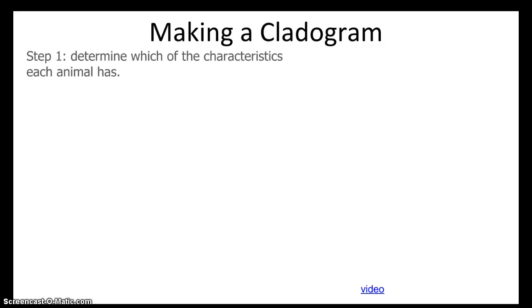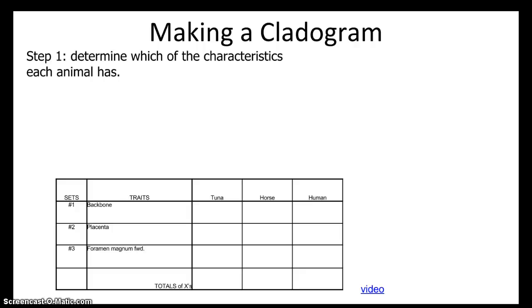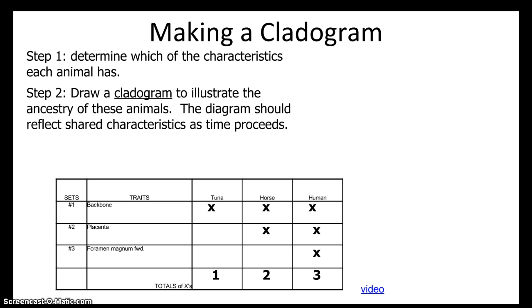So you're going to make a cladogram virtually, and the first thing you do with a cladogram is you determine which of the characteristics each animal has. So here's a bunch of characteristics: having a backbone, having a placenta where live young are grown, and having your foramen magnum forward, which is a hole in the back of your head that allows you to stand upright. So we X off what characteristics each organism has. Horses have a placenta and a backbone. Humans have placenta, backbone, and foramen magnum. We total up the X's, and we draw a cladogram to illustrate the ancestry of these animals.